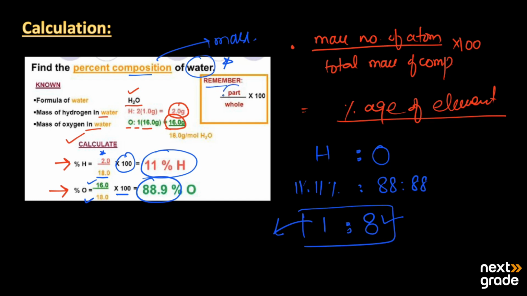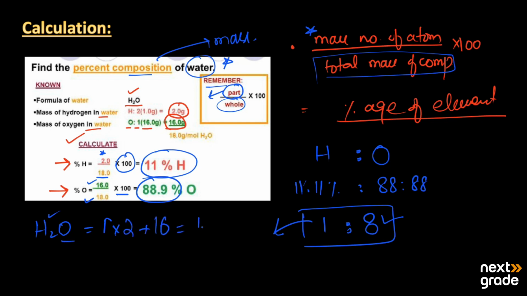Remember, the part is the mass number of the atom, and the whole is the total mass of the compound. The total mass of the compound, here a water molecule, is hydrogen 1 multiplied by 2 plus oxygen 16, so its mass is 18.0 gram per mole, and the ratio is 1:8.